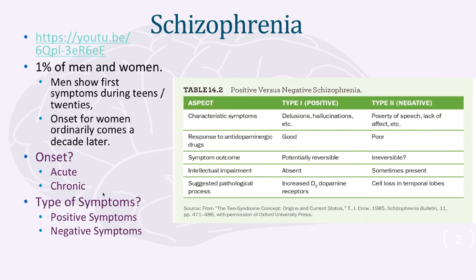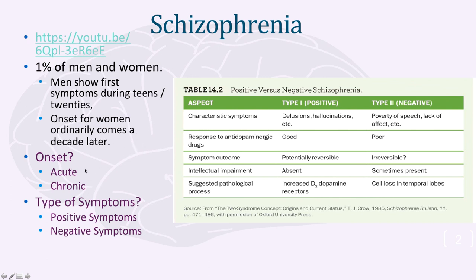So let's take a look at some of the characteristics of schizophrenia. As you saw, and if you read in your book, men show the symptoms during their teens and 20s, and it's a little bit later for women, so about a decade later for women.